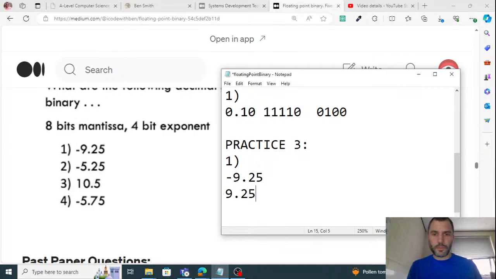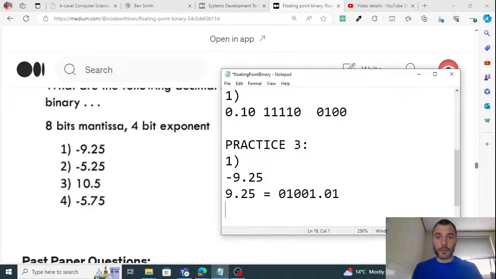9.25. What does this equal? We're going to have a 0 here, and then a 1 in the 8 column, then a 0 in the 4, a 0 in the 2, and a 1 in the 1 column. And then 0.25 is a 0 in the half and a 1 in the quarter, or the 0.25 column. So this is 9.25.